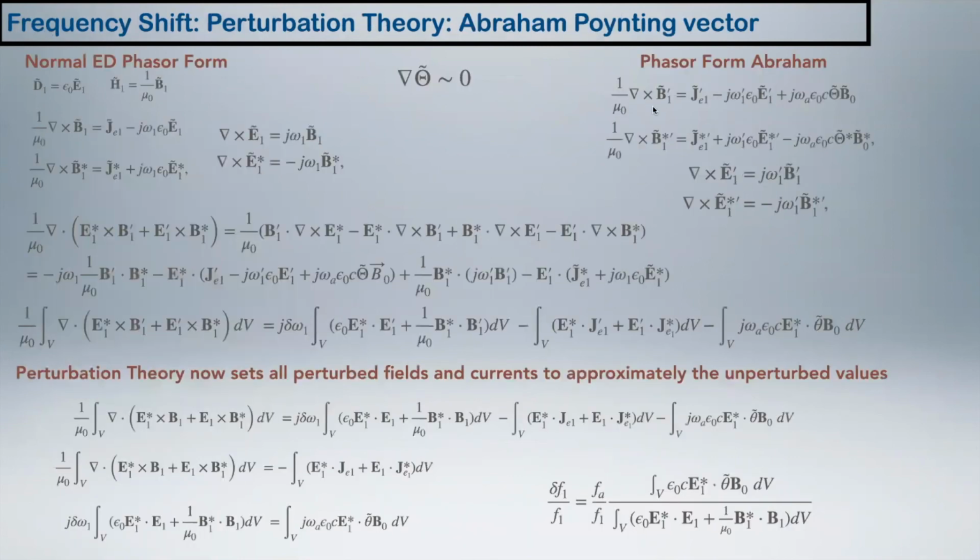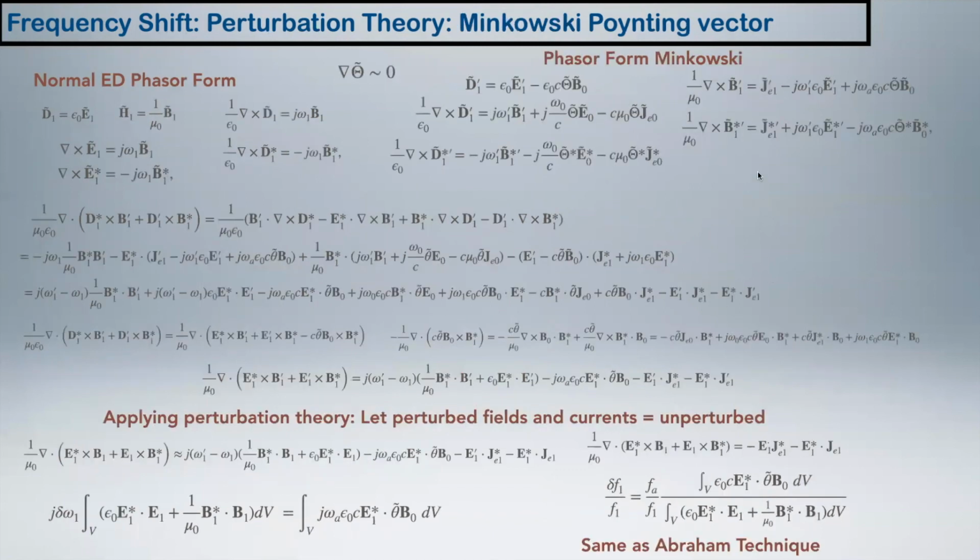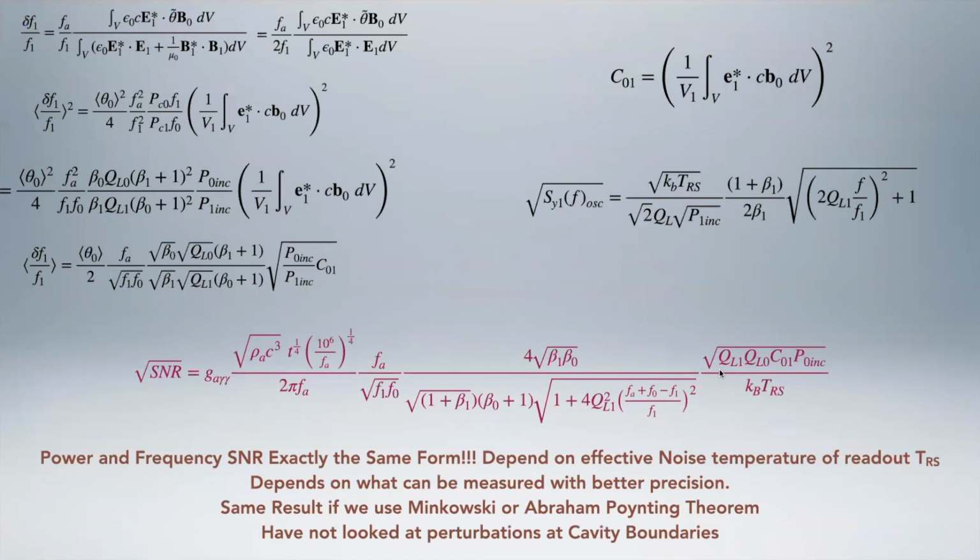Now we can do a frequency shift technique, using perturbation theory to calculate frequency shifts, and we get a similar equation to what we had derived before using another technique. We can do it with Minkowski as well, and we get exactly the same. And this is because it's a resonant technique. You don't get that reactive enhancement. And when we calculate the signal to noise ratio, it's exactly the same form as the power measurement, where the noise temperature is the random noise in your system. So both are equivalent, and give you exactly the same form.